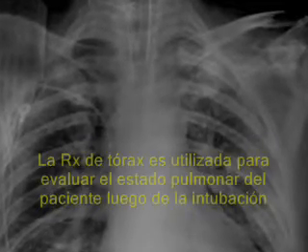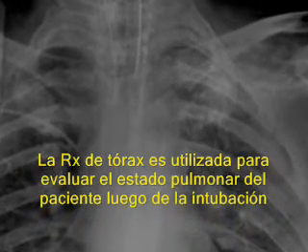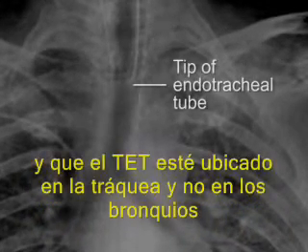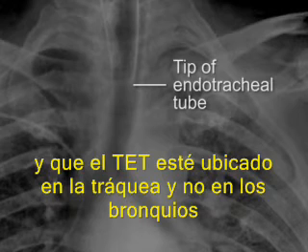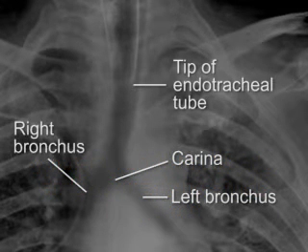Chest radiography is used to assess the patient's pulmonary status after intubation and to ensure that the tip of the radio-opaque line embedded in the endotracheal tube is well positioned at the level of the mid-trachea and not in either mainstem bronchus. Note that radiography cannot be relied upon to detect esophageal intubation.